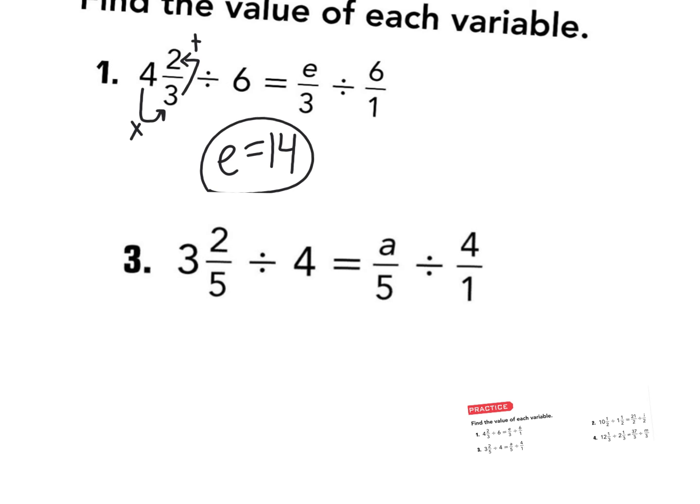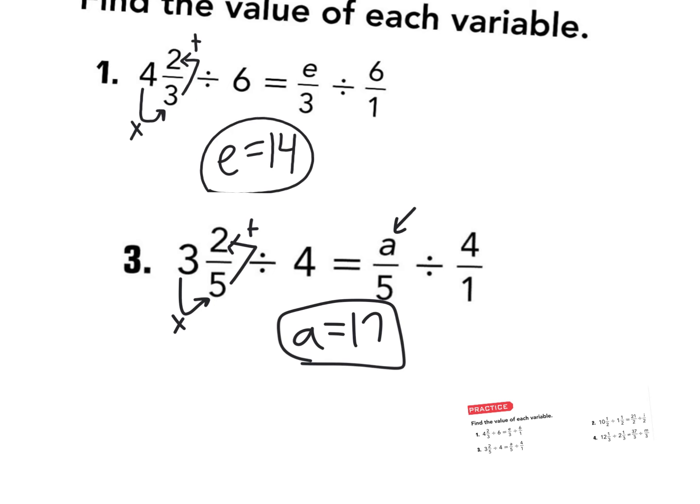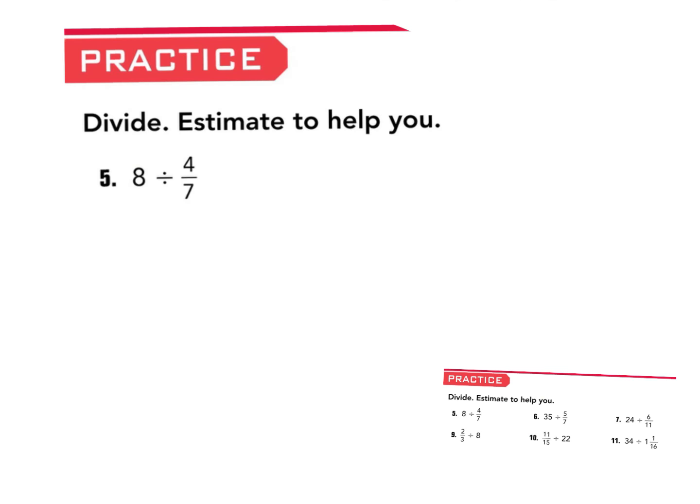Number 3, similar idea. We've got 3 times 5 is 15, plus 2 is 17. So that would be 17 over 5. So that means the A would be equal to 17. We'll look at a couple more problems here.